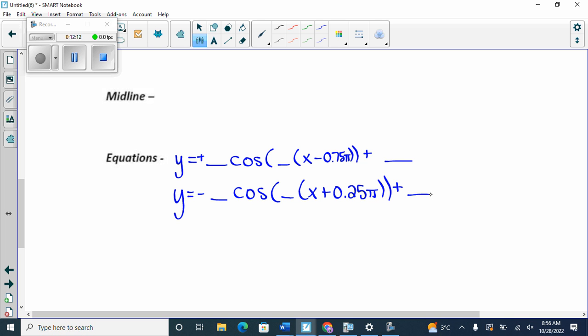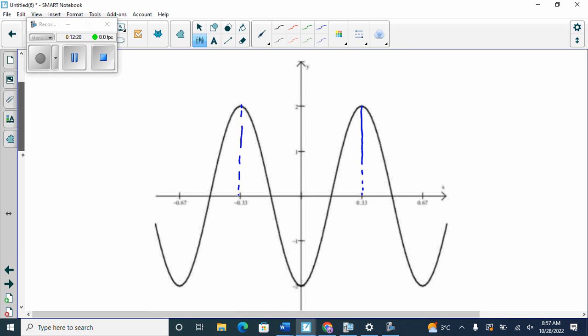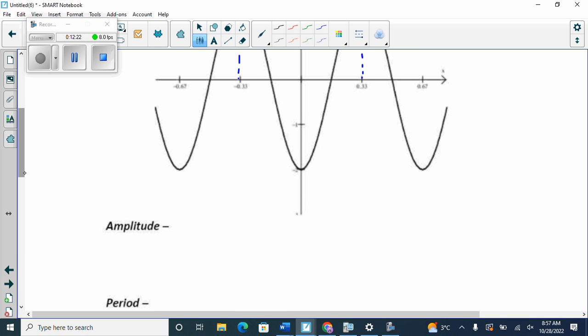The next one's the best thing ever. Why? The minimum is on the y-axis. So if I'm given an option for this graph, guess which one I'm picking? Negative cos, because it has no c.